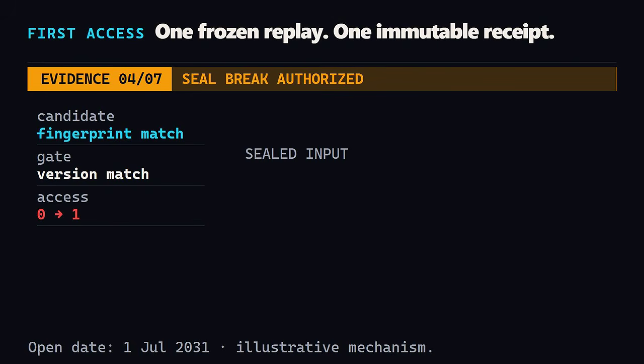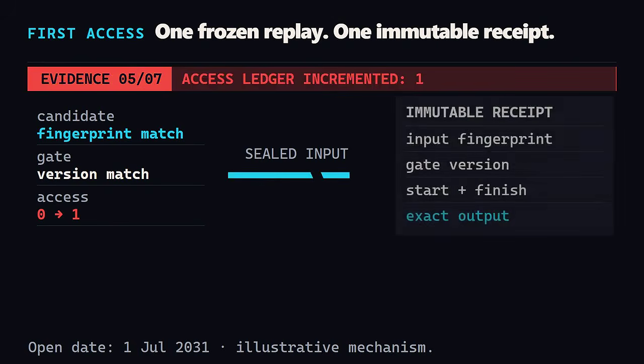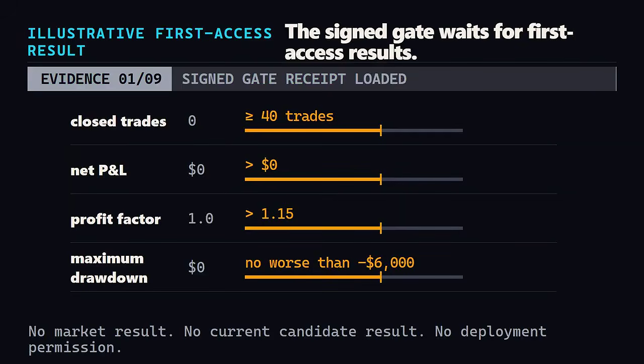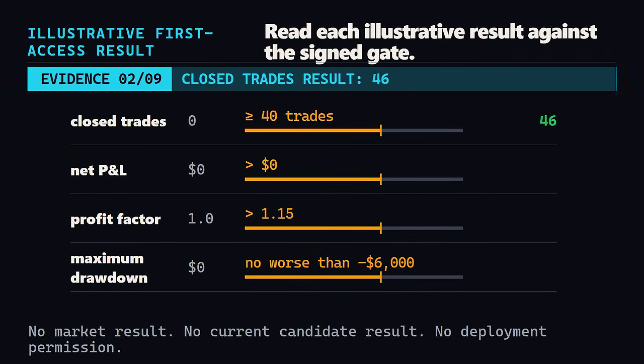Suppose that one illustrative replay closes 46 trades, earns $7,300 net, posts a profit factor of 1.21, and reaches a maximum drawdown of -$5,400. Each value crosses its pre-registered rail, so this hypothetical candidate passes that hypothetical gate. We are demonstrating interpretation, not reporting a market result, and the first receipt remains the only official look.